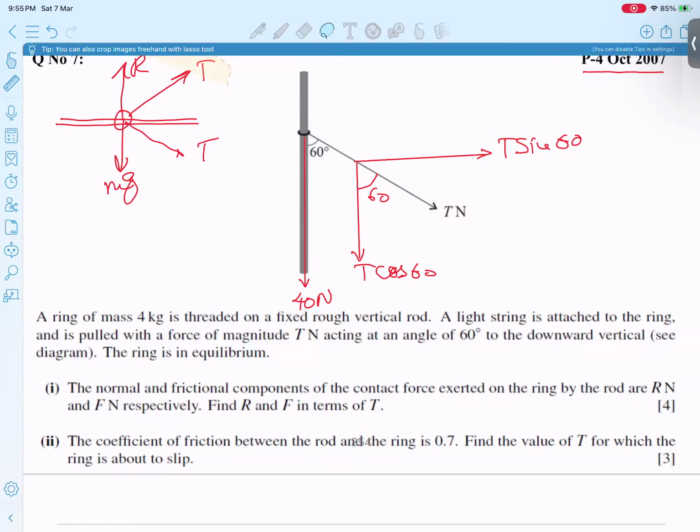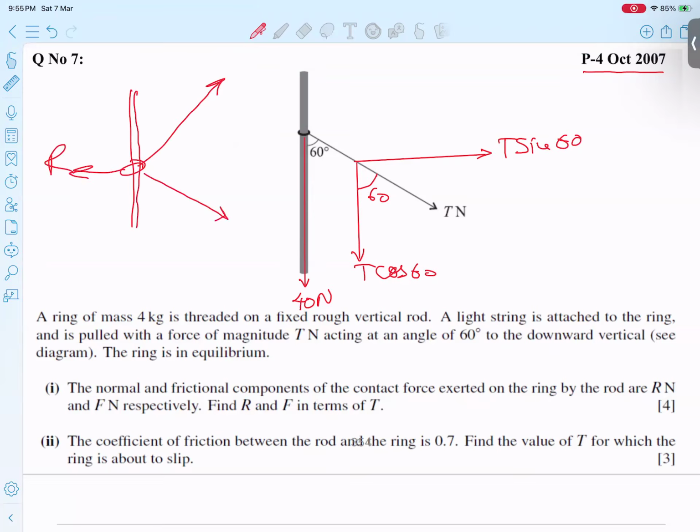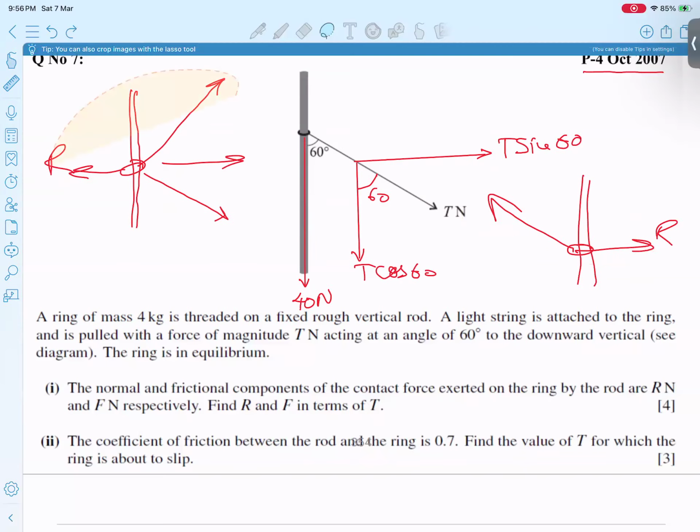But when the rod is vertical and you're pulling upwards, R is inside. You're pulling outward, R is inside. Or one more diagram: if you pull to the left side, R is inside. So R is always against the pull. If the pull is to the right, R is leftwards. If the pull is leftward, R is rightwards. I think the point is very clear.